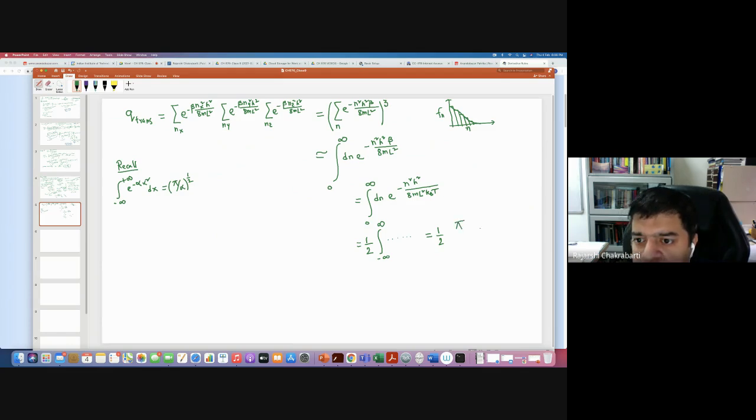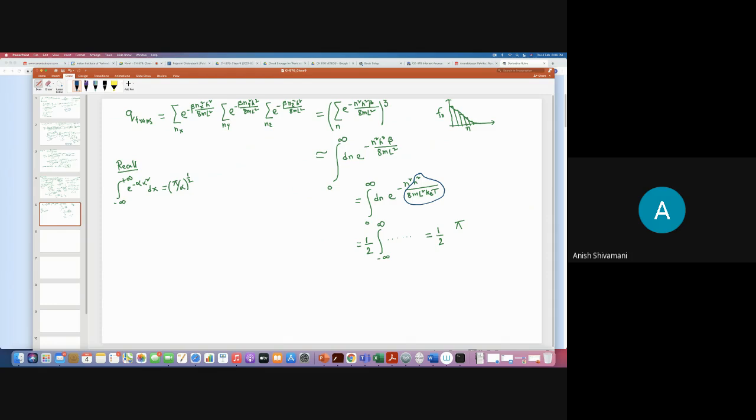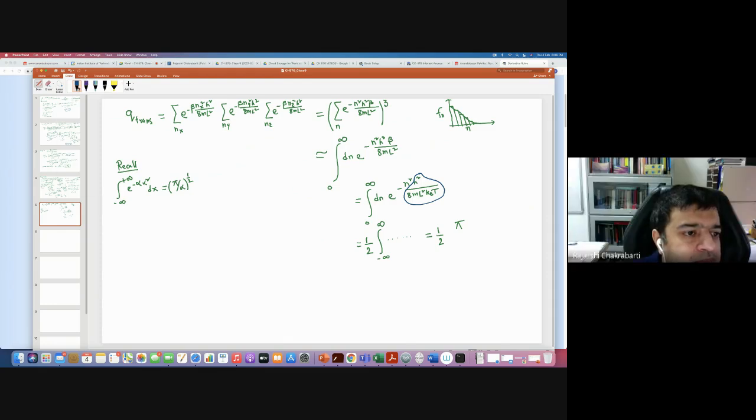What is alpha? I am doing it in very detail because it is important that you do it once. What is this? This is alpha. So let us do it and put it in. It is going to be pi by h square, of course, this will be 8 m L square kB T.